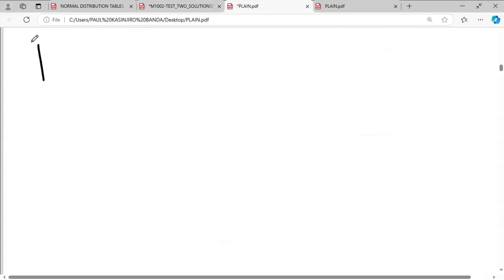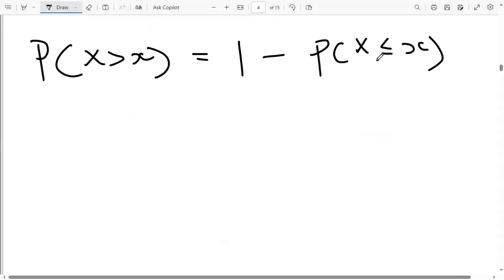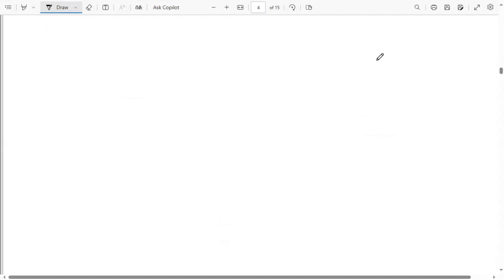So the complement rule, if for example I have x being greater than this x like this, the complement rule states that this is the same as 1 minus the probability of x being less than or equal to what? X. So always convert a greater than when you're dealing with a normal distribution to your what? Less than. Okay, and then having said that, let's look at the first one.